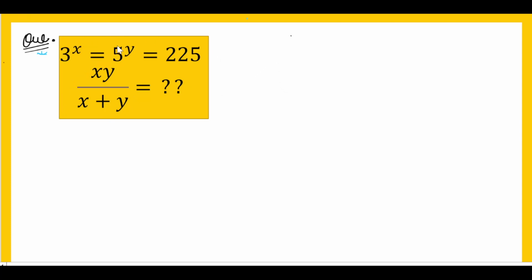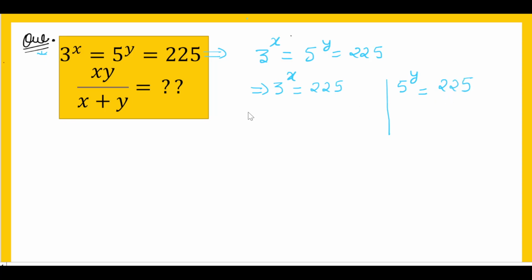Okay, we have given here 3 to power x is equal to 5 to power y is equal to 25. So you can write this 3 power x is equal to 25 and 5 power y is equal to 25. So here, by taking log on both sides, ln 3 to the power x is equal to ln 25.